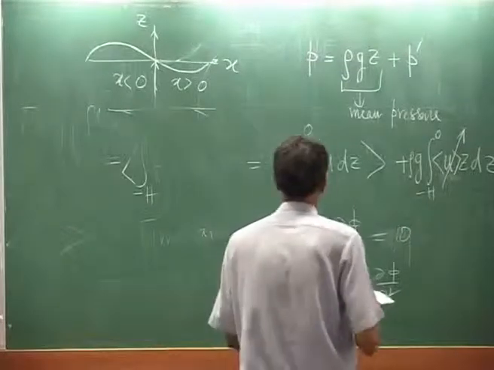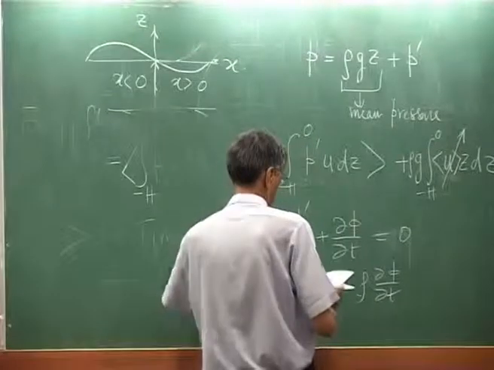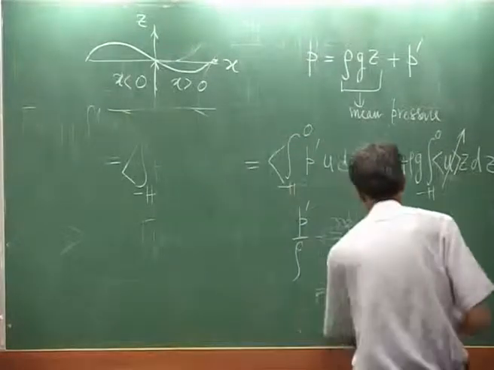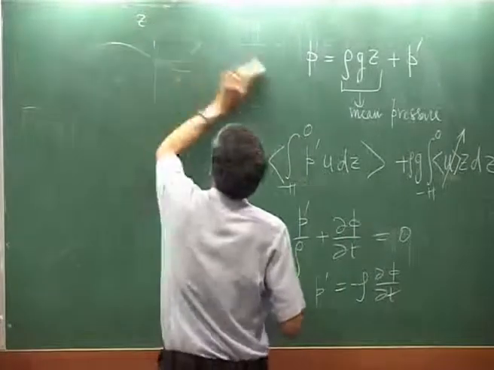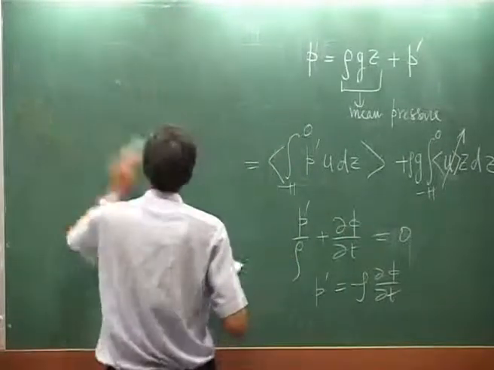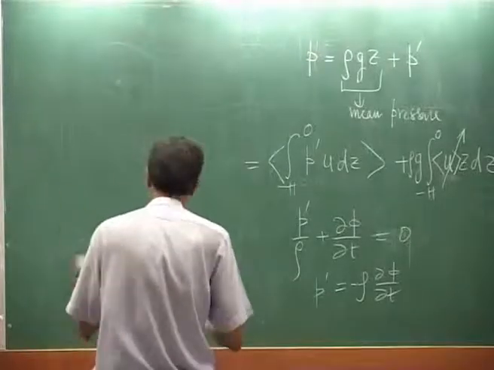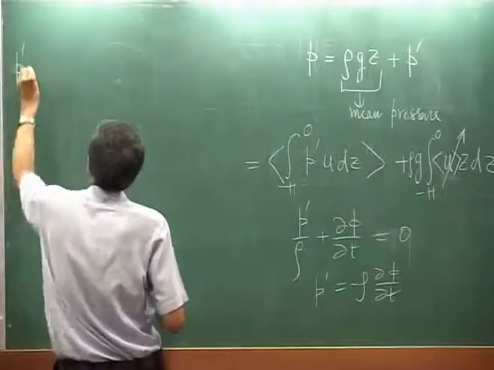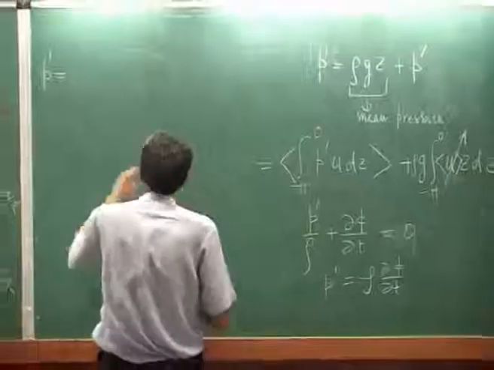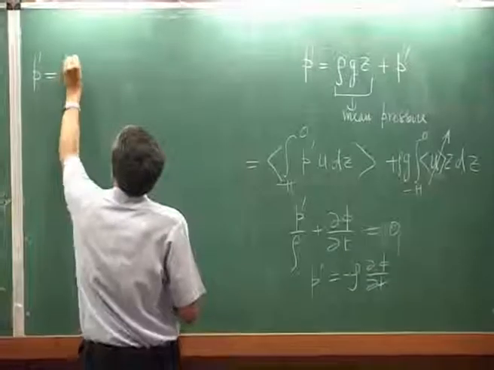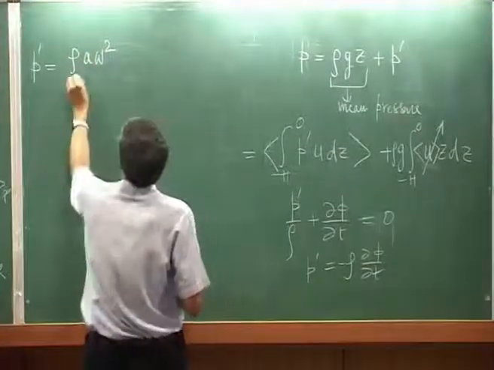no, this is okay. Here will be minus. Okay. So, since we have the expression for phi, we will get p prime equal to minus rho times del phi del t. So, we have that expression, we will get rho a omega square by k.